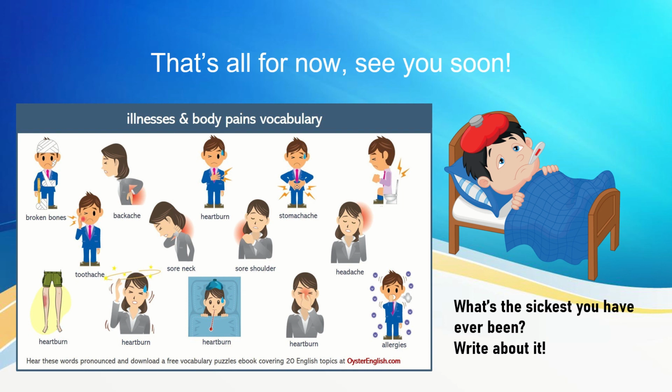Homework! Please try and write about the sickest you have ever been in your life. Can you write to me about it? It doesn't have to be 184 words. You can do maybe 100 words or 120, maximum 150. Year 6, try to get to 200 if you can.